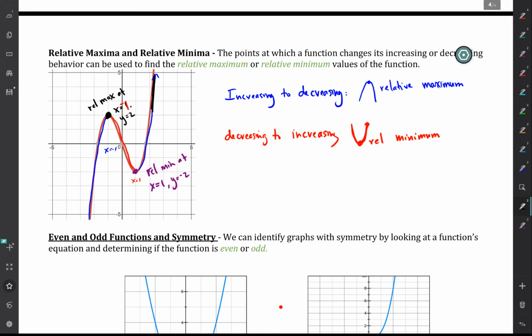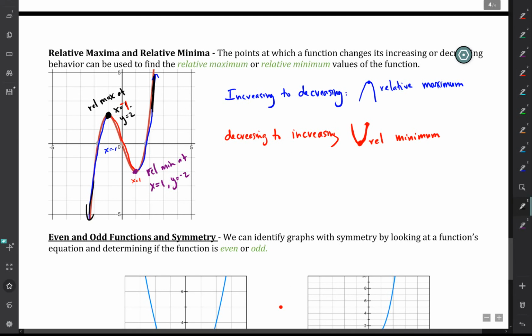Likewise, if you look to the left over here, there are y values that are smaller than y equals -2, but again, if you just zoom in to the points around this region right here, the relative minimum is at y equals -2.